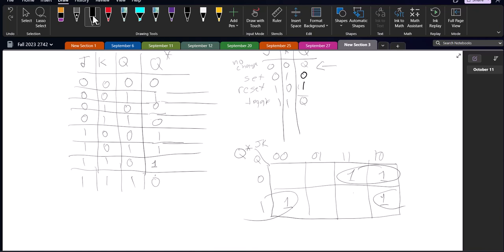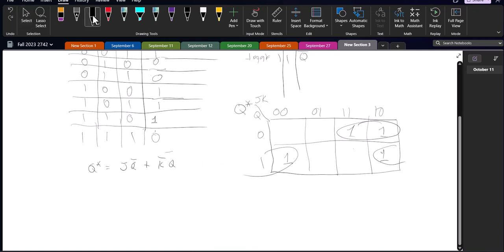And so this gets me that Q star equals J Q bar or K bar Q. And that does look right. That seems to be what I remember. Okay, so that is my characteristic equation right there.